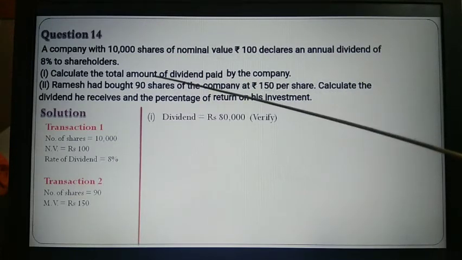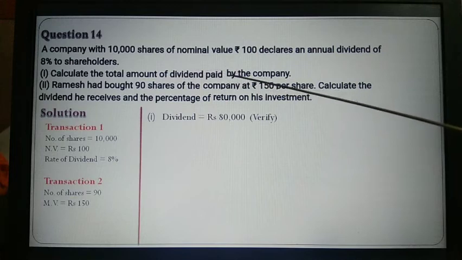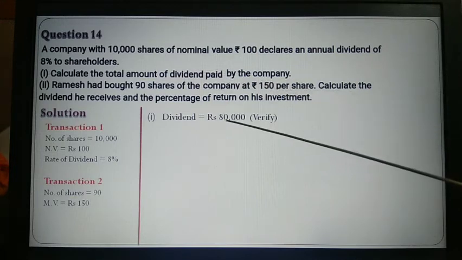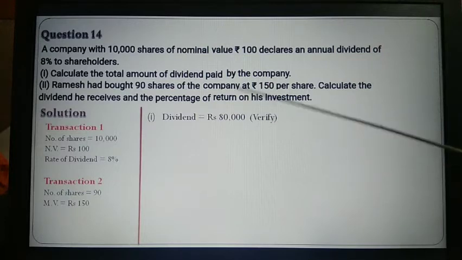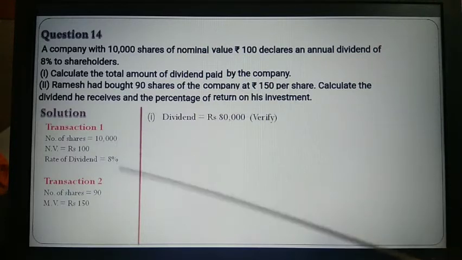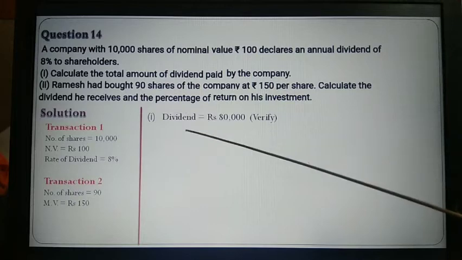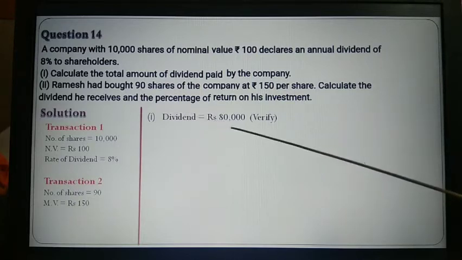In the first case, they are asking us to find the dividend. So the dividend is going to be rupees 80,000. How? You will verify by yourself because we have got all the data. Use the formula for calculating dividend, that is annual income, and you will get 80,000.